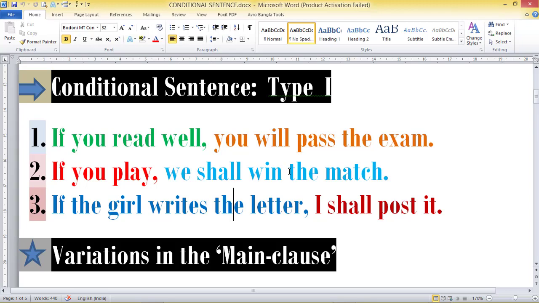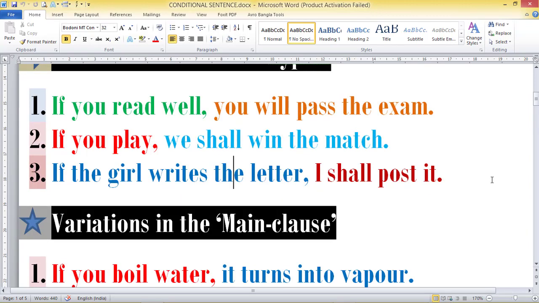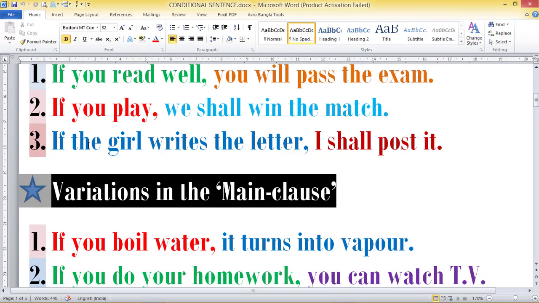Now let's go to the third sentence. The third sentence is, if the girl writes the letter, I shall post it. Here, after observation, we have come to know that in the if clause, present indefinite tense has been used. That is, the first form of the verb after the subject. And in the main clause, what we have used? We have used future indefinite tense, that is shall plus the first form of the verb after the subject, I.